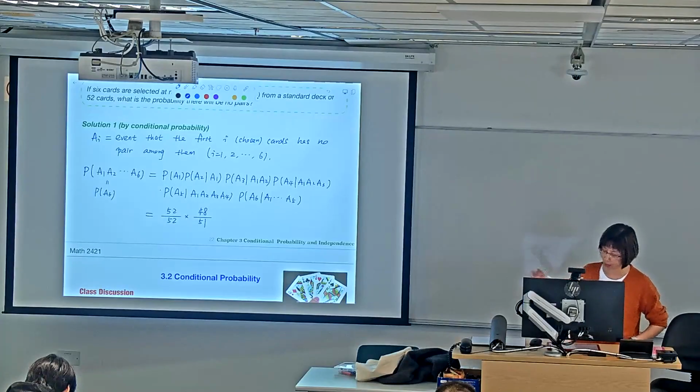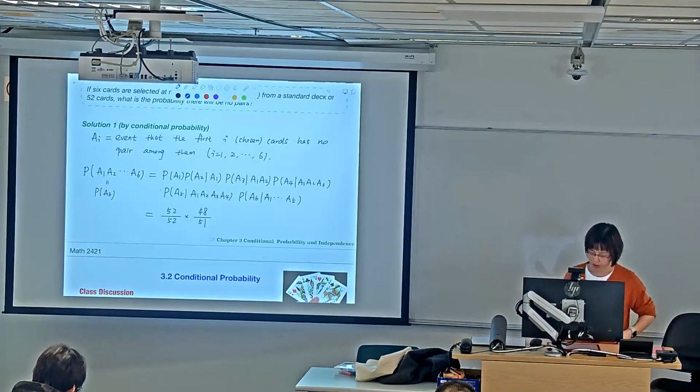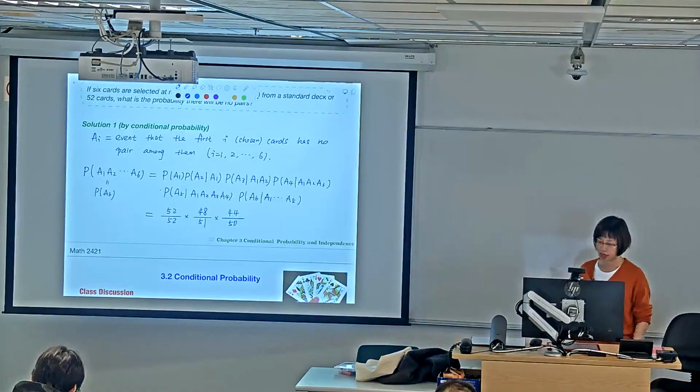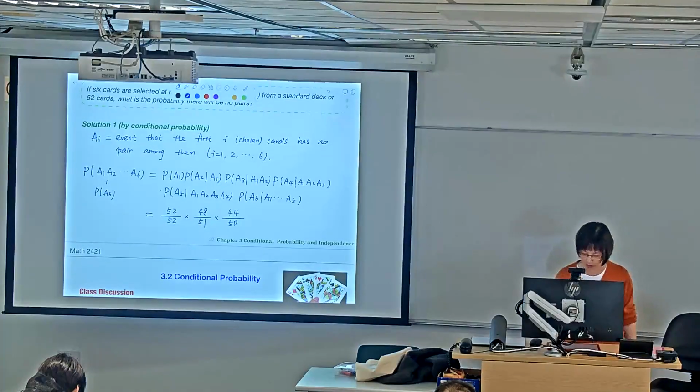Okay, for the property A3 contain A1, A2, so conditioning that we are given that the first 2 cards have no pair on it. So we want to find the probability that there's no pair in the first 3 cards. So you just need to choose the third card, and we don't want any pair with the first 2 chosen cards. So it's 54 over 50 for choosing the third card and makes no pair with the first 2 chosen cards.